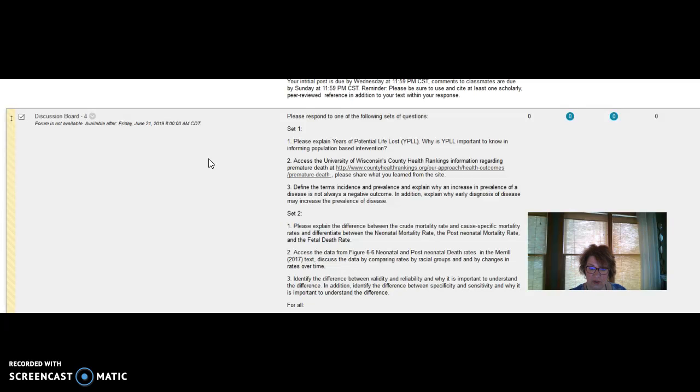And then in set 2, you're going to look at crude mortality rates and cause-specific mortality rates. You're going to look at some of the prenatal, postnatal mortality rates as well. So looking at this one, you're also going to dive into the difference between validity and reliability and really tease that out, knowing the differences, and also looking at specificity and sensitivity and why it's important to understand the difference.